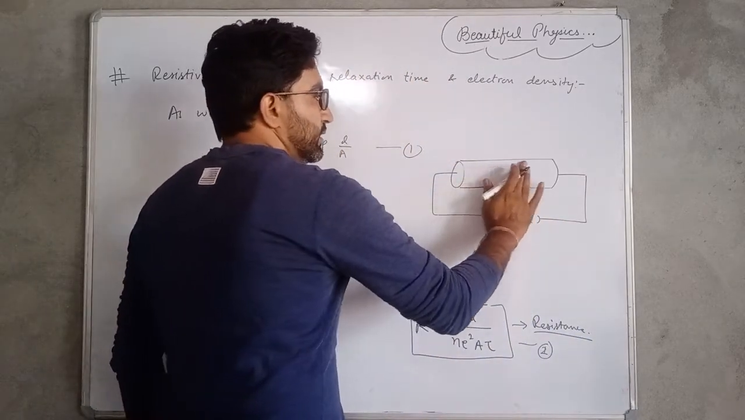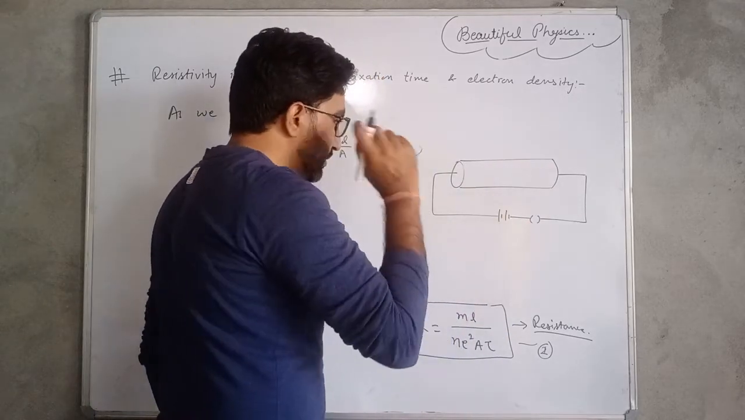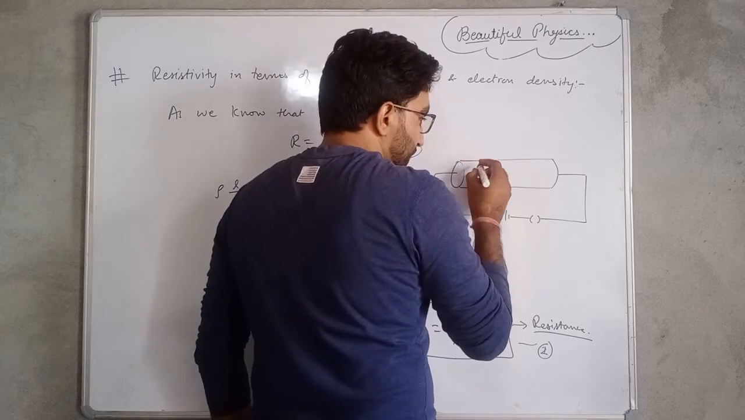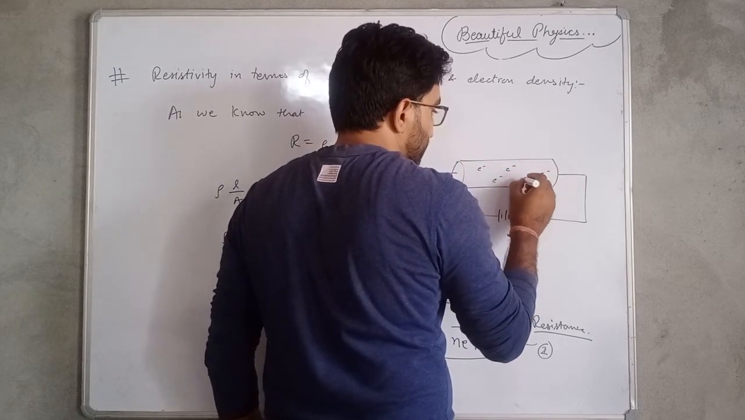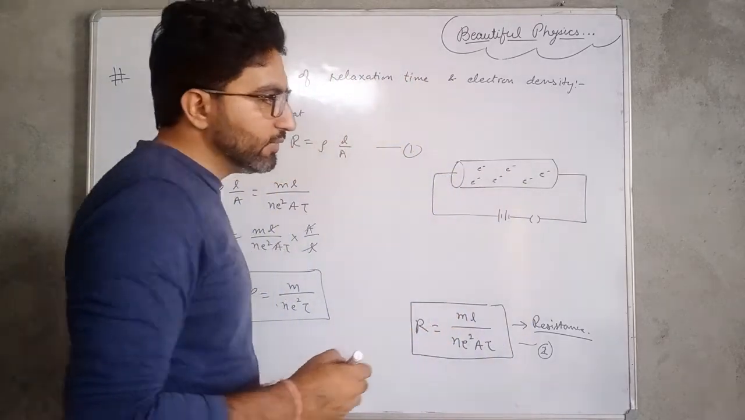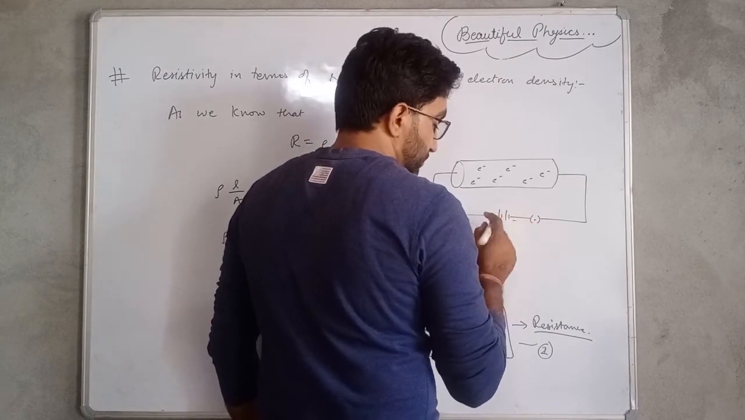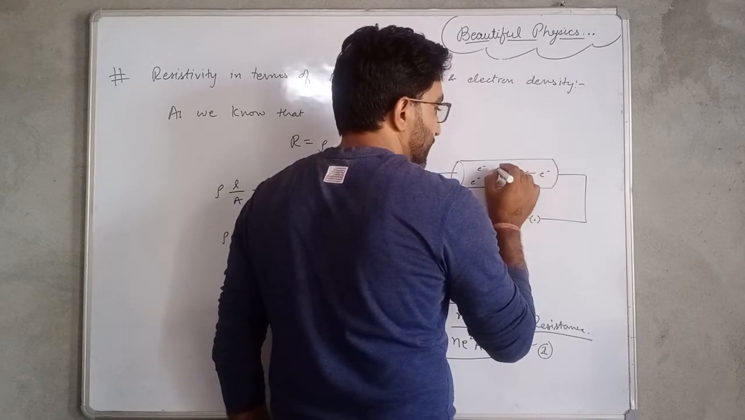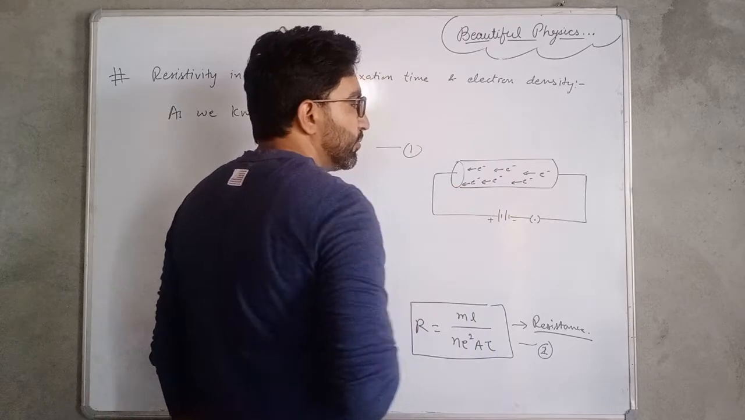Initially it is not connected with the conductor because the key is switched off. There are electrons with random motions in various directions, so they have no particular direction. But when we switch on the conductor, when the switch is on, all the electrons gain a particular direction.